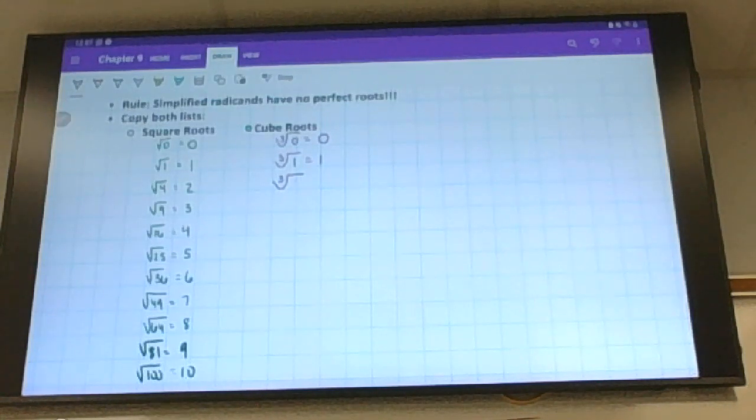So then we would do the cube root of 8 is 2. The cube root of 27 is 3. The cube root of 64 is 4. The cube root... You made this list? The 1, 2, 3, 4 in the cube.